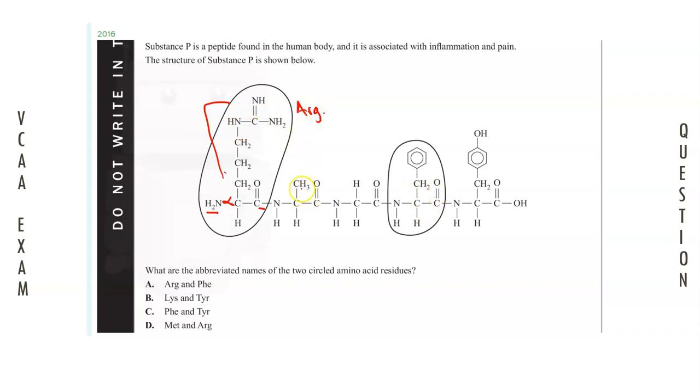Okay, and then we're going to skip over these ones. They're not circled. And then we can see here that it's circling between the NH and C double bond O. This entire amino acid is one of our aromatics, and this is phenylalanine, which means this is Arg, this will be Phe, making A the correct answer for this question.